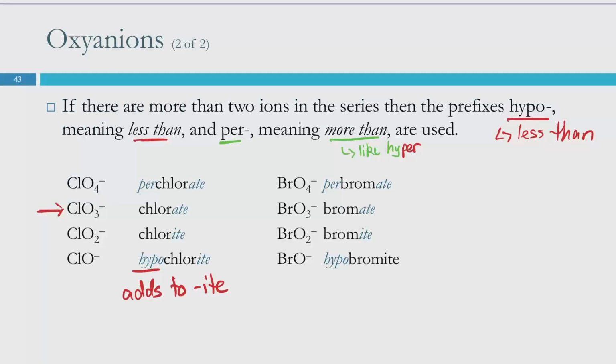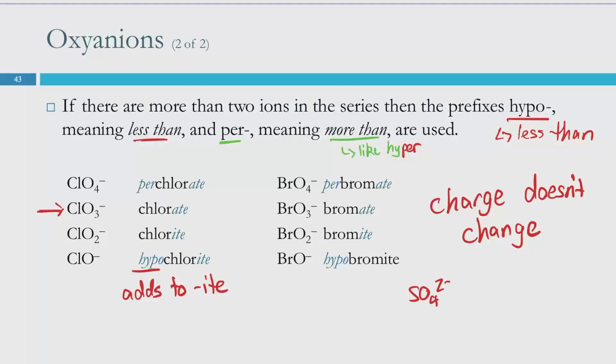Another thing that I'd like to point out, this is kind of nice. Notice that the charge is the same for every entry in a series. These both happen to be 1 minus. For all of these, it's a 1 minus charge. So charge doesn't change.